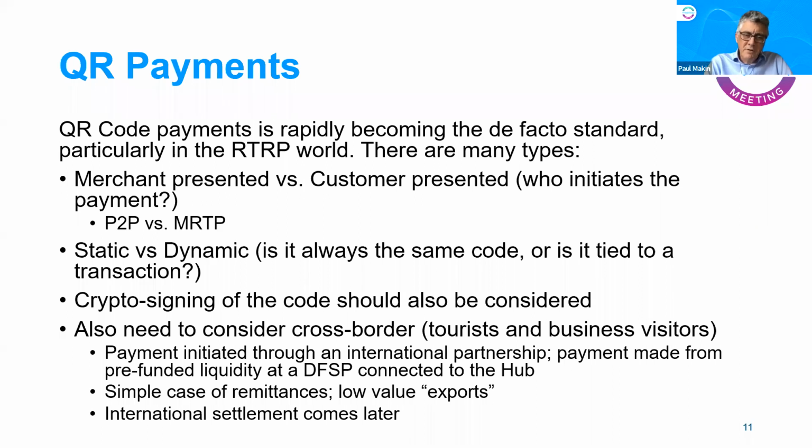We also have to consider cross-border. And by that, I don't mean remittances. I mean a tourist or a business visitor in country who is used to using QR code payments. It's enabled by the home DFSP, and they just want to scan a QR code in this country and make the payment. So you can view that as an export effectively. And we have to be able to remit the funds from one country to another to satisfy that. We need an international partnership there. And we need payments made from a pre-funded liquidity at a DFSP connected to the hub.